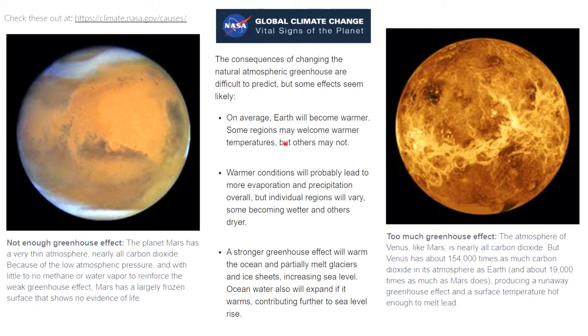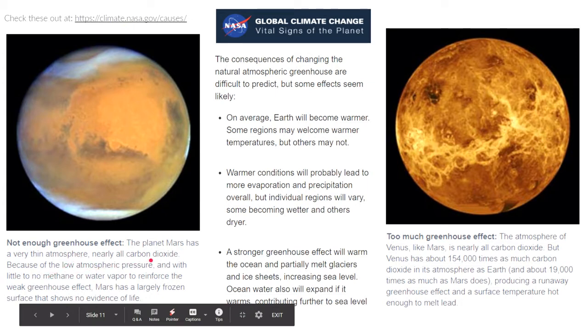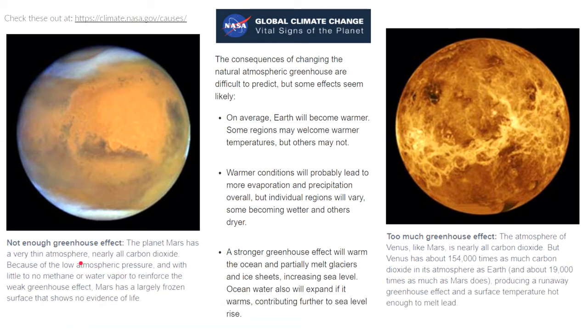Greenhouse gases are actually not that bad. We used to have normal levels of atmospheric greenhouse gases, and that made it possible for life on our planet to exist. So we see here two planets, and let's compare their levels of greenhouse effect. On the planet Mars, there's not enough greenhouse effect, so there's not enough greenhouse gases in its atmosphere. It has a low atmospheric pressure with little to no methane or water vapor. So it made the planet become largely frozen on its surface.